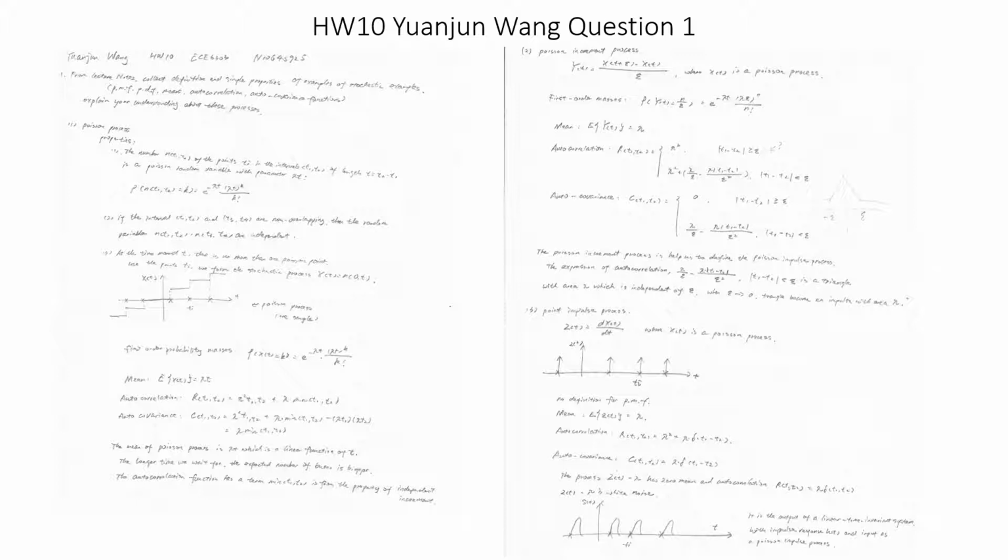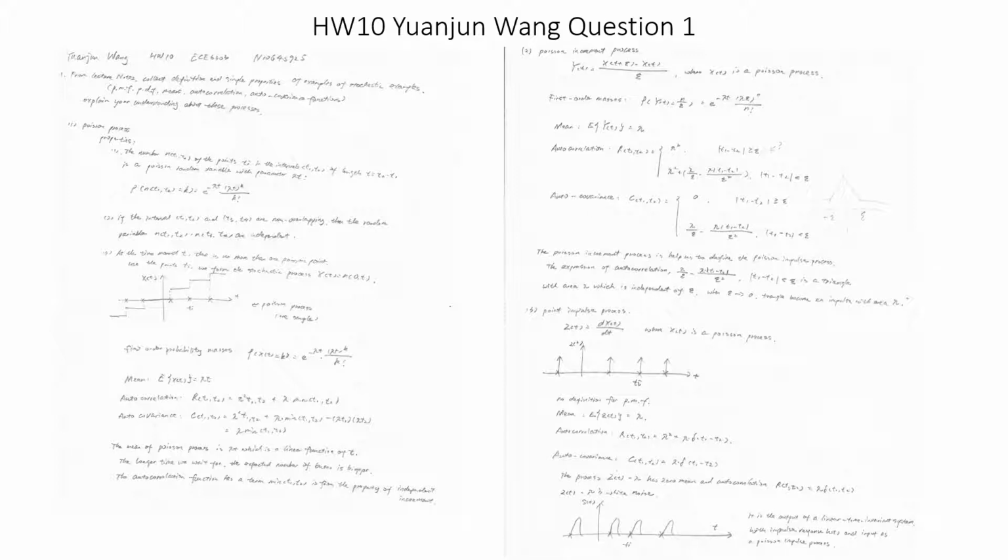So the mean of the Poisson process is a linear function of t. The longer time we wait, the larger the expected value is going to be. The second one is the Poisson increment process. Y of t is equal to X of t plus epsilon minus X of t, over epsilon, where X of t is the Poisson process.